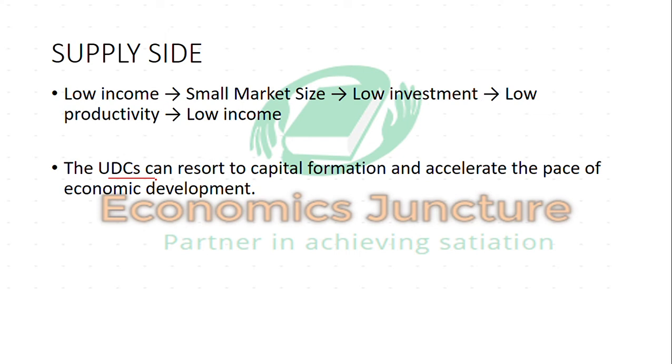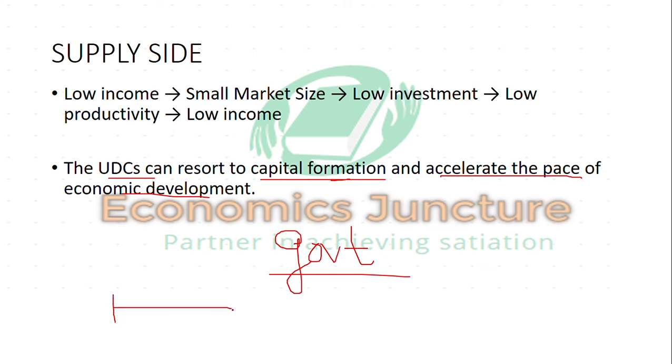So what an UDC can do is resort to capital formation and accelerate the pace of economic development. Now we'll see how Ragnar Nurkse has suggested that government should intervene there and play the role, act as a bridge, because the private sector is missing, so it can invest and be a part of the production process, right?